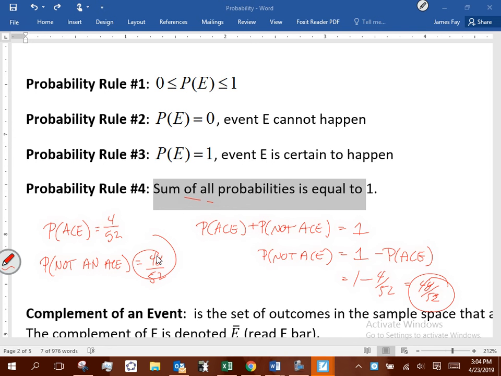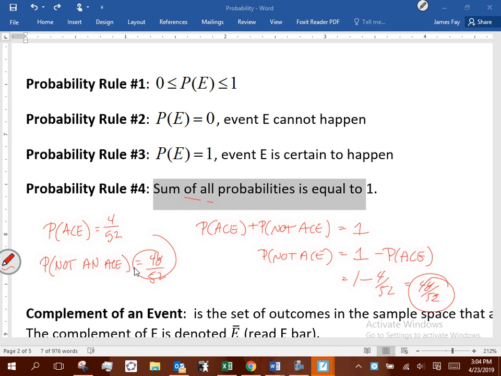There will be times, guys, where it is impossible for you, because you don't have the sample space in front of you, or you don't have a good understanding of the sample space, it will be impossible for you to figure out the probability of something occurring. But you can very easily find the probability of it not occurring. And because you know the probability of it not occurring, you automatically know the probability of it occurring. Does that make sense? Okay.